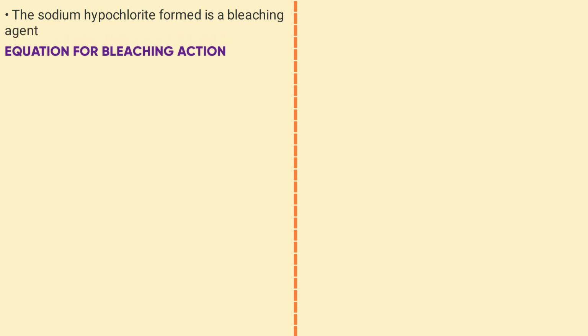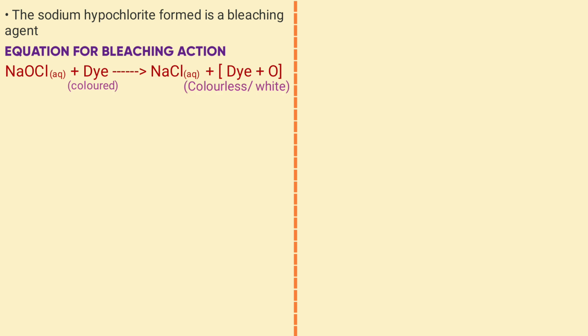Now, the sodium hypochlorite formed is a bleaching agent. This has a pale yellow color. Now, the equation that shows the sodium hypochlorite is a bleaching agent will be as follows: NaOCl plus dye, arrow, in sunlight, will give you dye plus O, then plus sodium chloride aqueous.